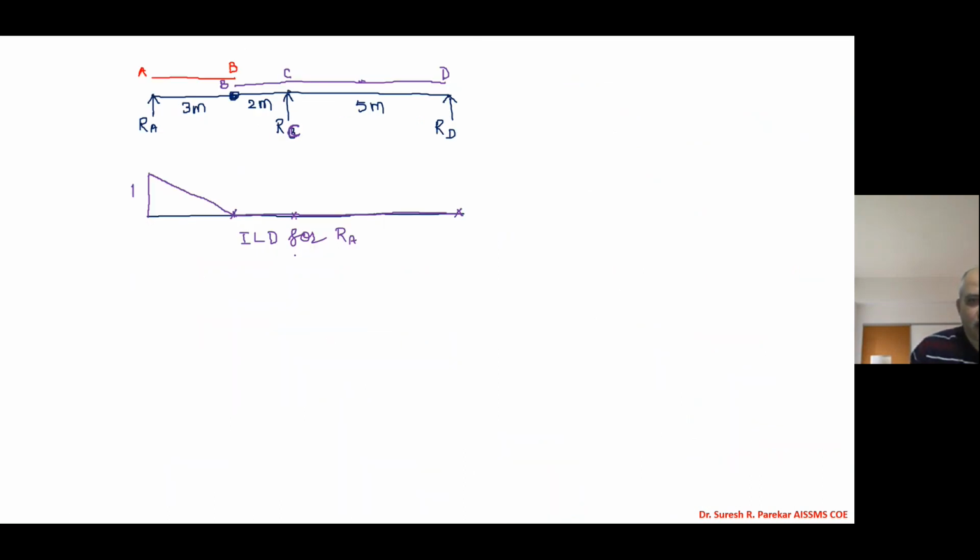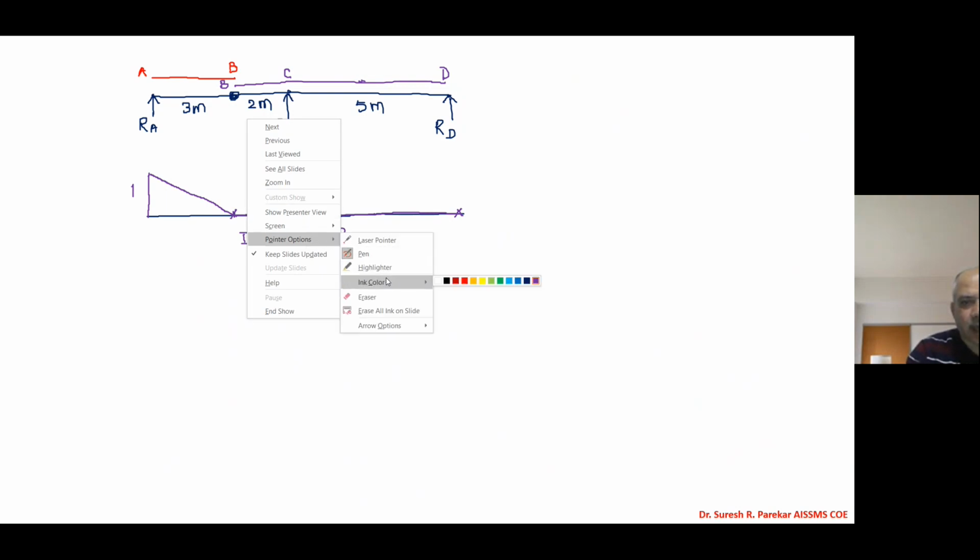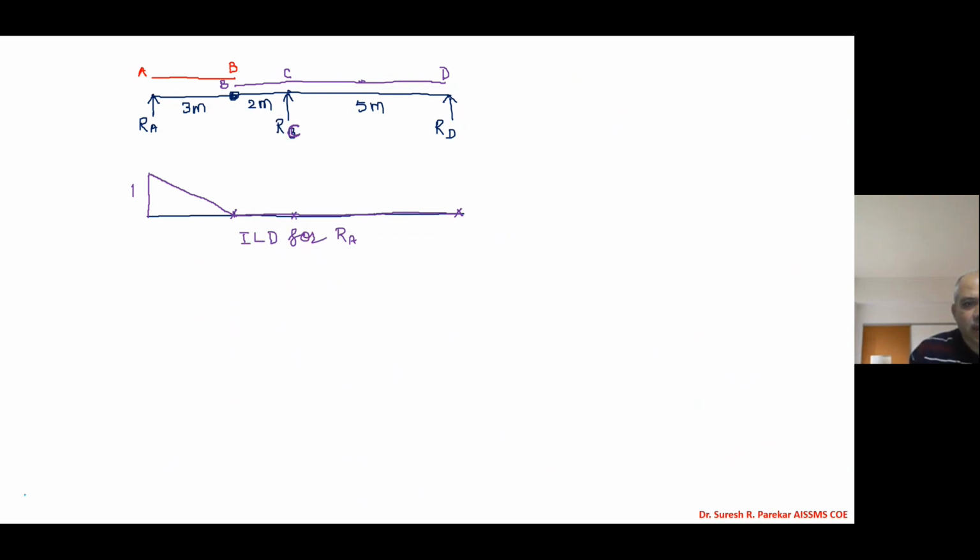So this will be the ILD for RA. Now we will go to the next ILD, that is for RC. So now we will go for RC, and you can see we will go in the same fashion. So we have this will be the ILD for RC.